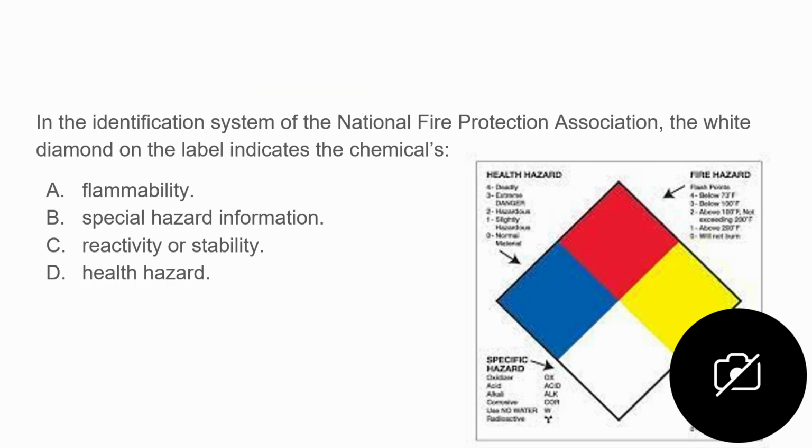So if you take a look at this, you've probably seen this on many tanker trucks and maybe in some industrial places. In the identification system of the National Fire Protection Association, the white diamond on the label indicates the chemicals. And if you look at flammability, special hazard information, reactivity, or stability, that would deal with special hazard information. If you see an image in a red diamond, that's a fire hazard. Blue diamond, that's a health hazard.